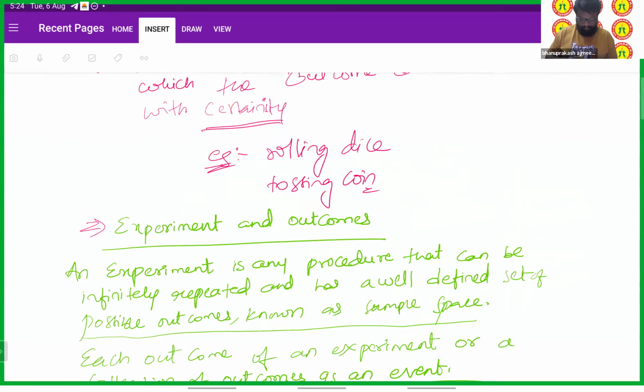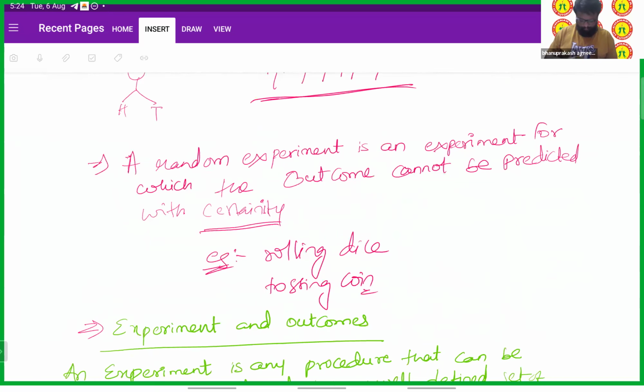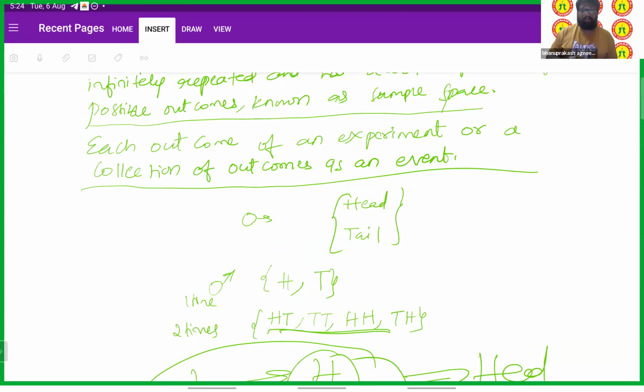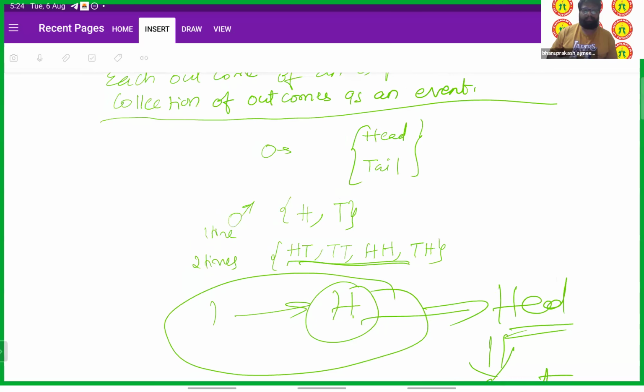So we are discussing experiment and outcomes, and what is sample space and what is event. Correct? Yes, sir.